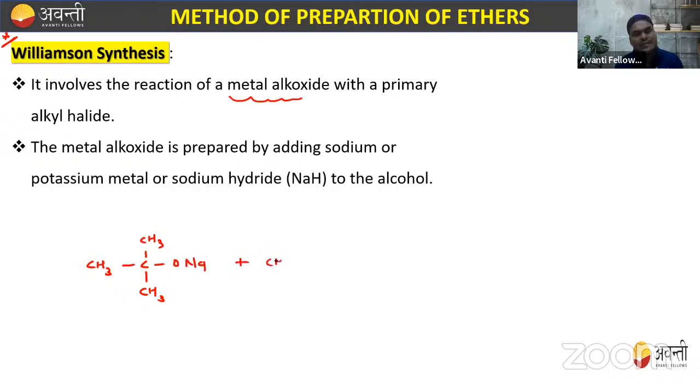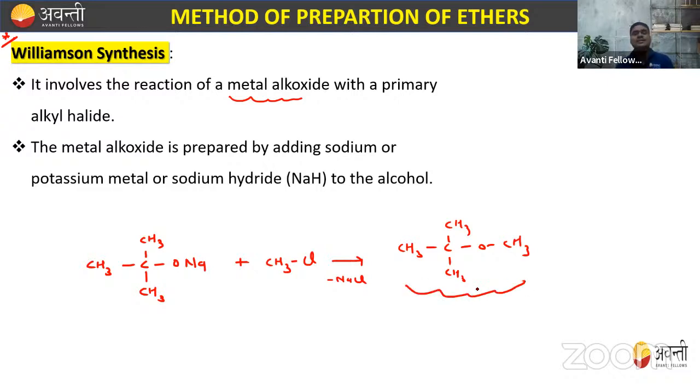Now, when it reacts with a primary alkyl halide like CH3Cl, what do they form? NaCl is a byproduct of this reaction, and we get (CH3)3C-OCH3. This is the final product we get. Clear? So this is how you form the ether. This is the structure of ether. This is the Williamson synthesis method, in which a tertiary alkoxide reacts with a primary alkyl halide to give the ether.